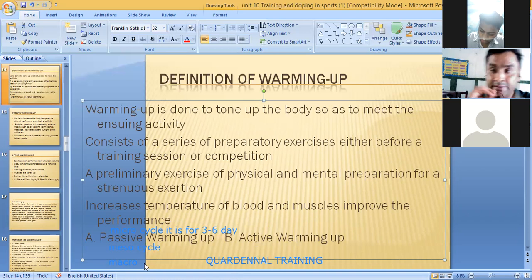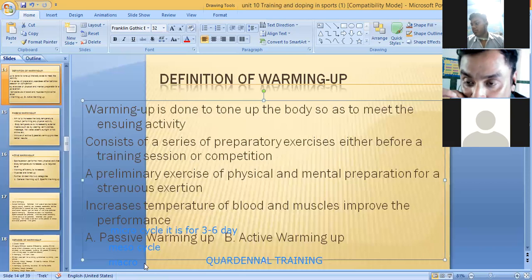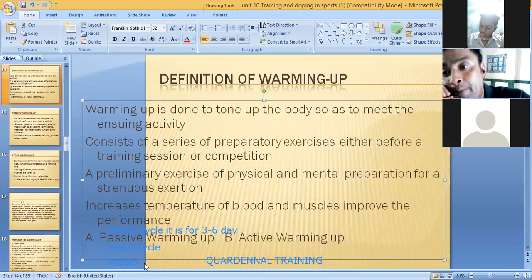For example, theek hai, jaise kya hota hai? In remote areas, or you can say in chilled areas, there is a tradition to get warm up with hot bath, or hot swimming pools. Yahan par bahut hi thand hoti hai, theek hai? Jo snowy areas hote hain, they use hot water bath or hot swimming pool to get warm up themselves. Theek hai, so this is passive warming up.